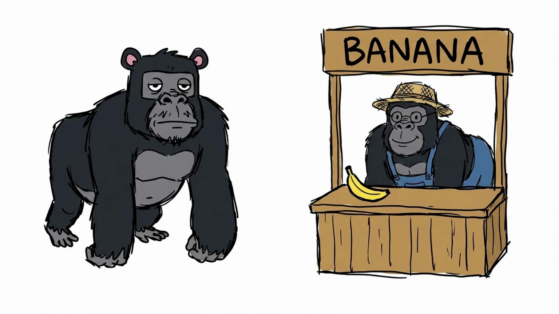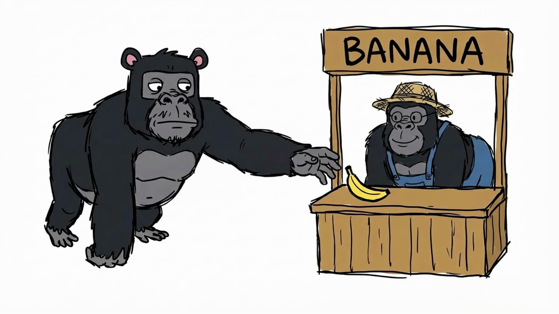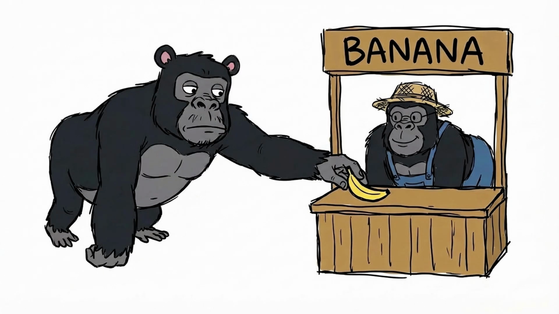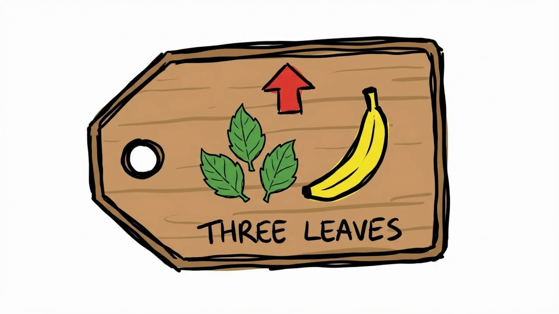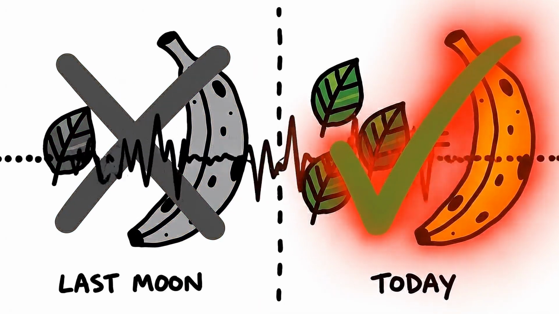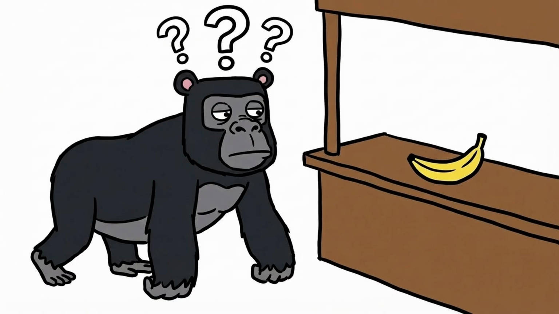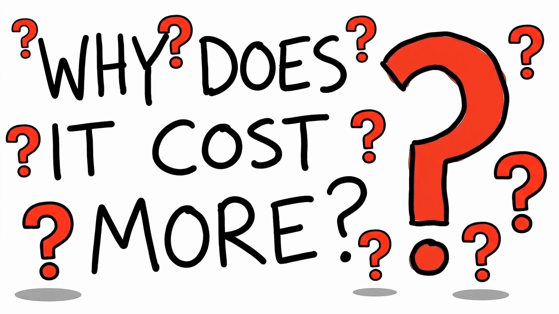Kong walks up to the banana stall. Same stall he's been going to for years. Same farmer, same banana. He reaches for one. But when he looks at the price, 3 leaves. Last moon, it was 1 leaf. The banana didn't get bigger. It didn't get tastier. So why does it cost 3 times more?